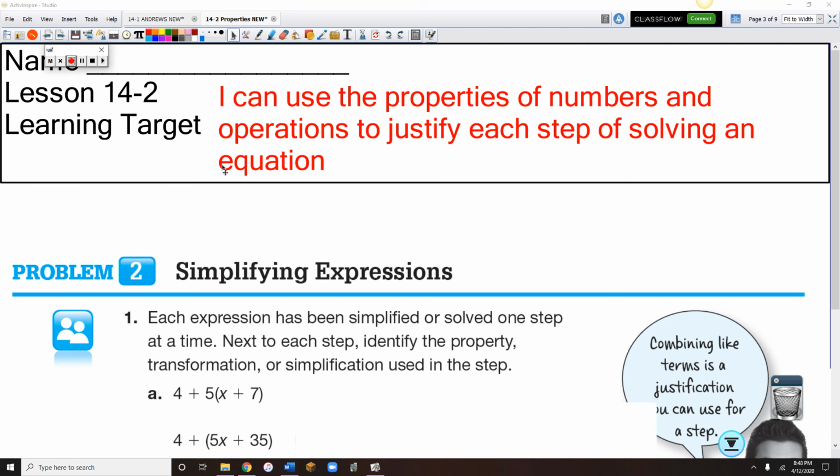Hi guys, here's our lesson for 14-2. The learning target is I can use the properties of numbers and operations to justify each step of solving an equation. So here justify means explaining how did I get from one step to the next step in an equation.